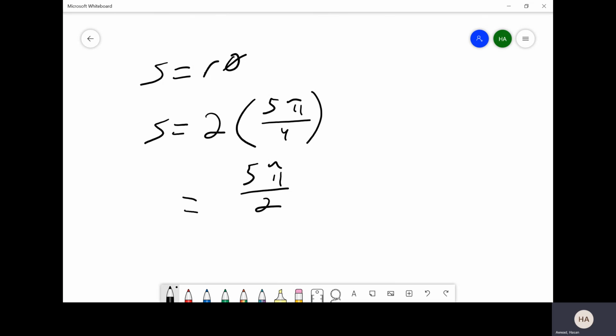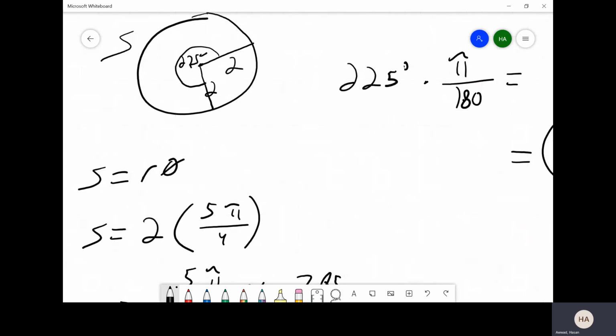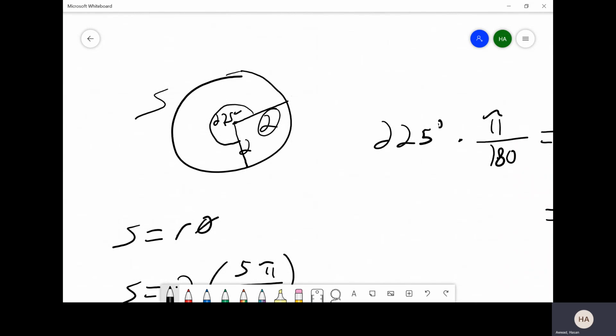Once you get to this form, this is probably the best that you can do. But if you were to plug it into a calculator, this is approximately, because remember, pi is an irrational number, 7.85 meters. Notice how the radius is 2 meters, and we're able to figure out the total length of this arc right here just based off of having the radius and the angle, which we first converted to radians.